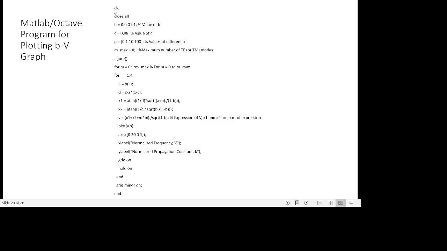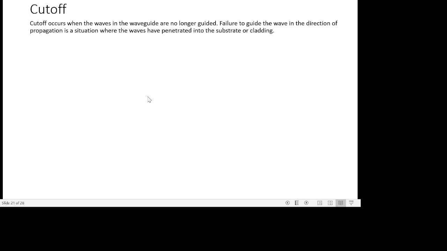So I've given you the Matlab program for plotting the bV graph. It's very simple. It's not based on any physical parameter of the waveguide. I don't use any refractive index here. I don't use any thickness here or frequency. And now let's take a look at the cutoff.